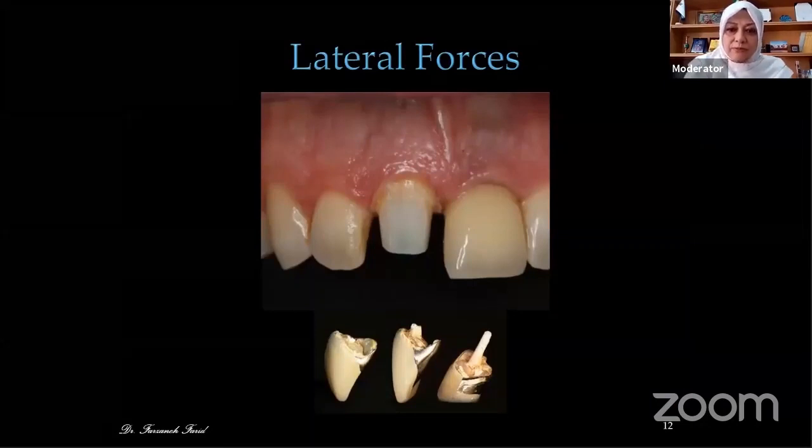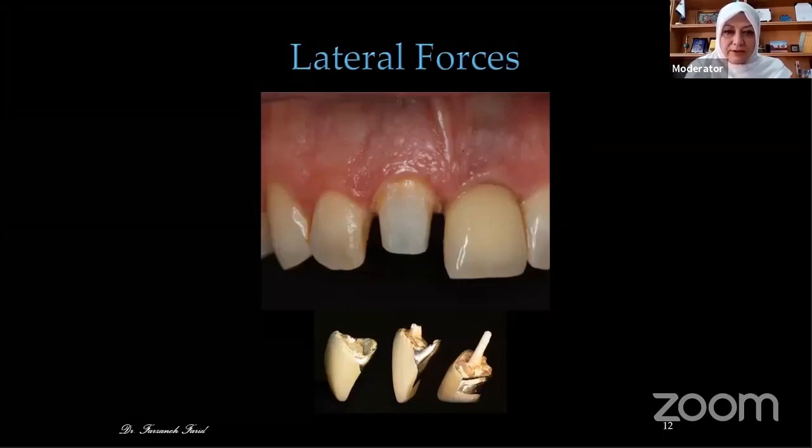For post and cores to be able to tolerate or resist lateral forces, especially when the post and core have 2 different materials and are attached by means of mechanical or micromechanical elements, it is important to have something that could resist lateral forces. This thing is actually the remaining wall of the tooth structure. Here you can see it.